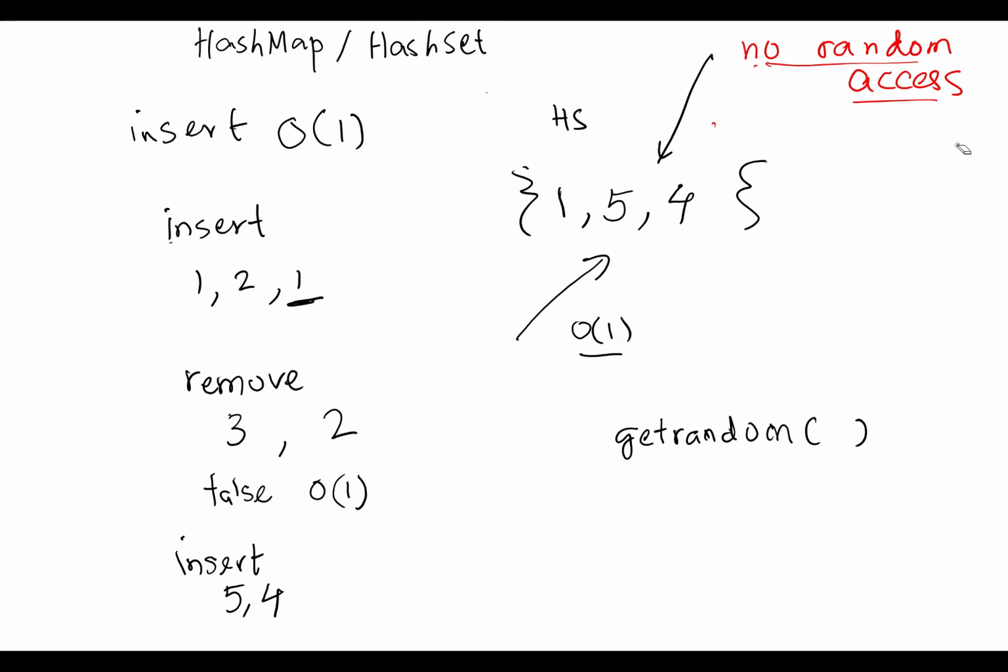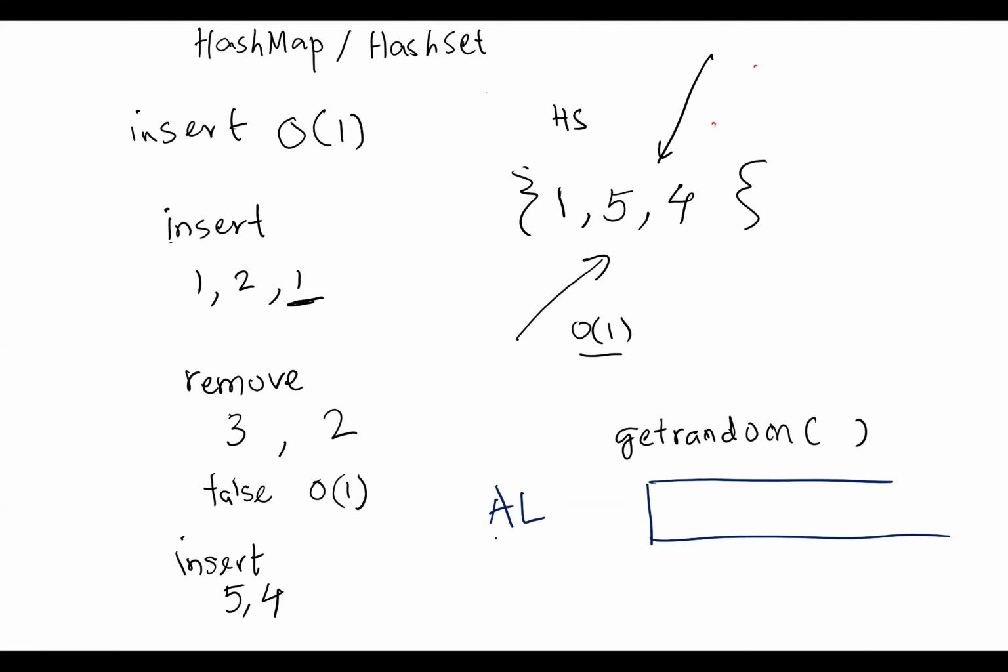So now what about if we had an array list? In that case, say everything was in an array list, like 1, 5, 4. In an array list, the advantage is I have random access. I know the indices. And then I can just randomly use the random function. Say we have a random object.